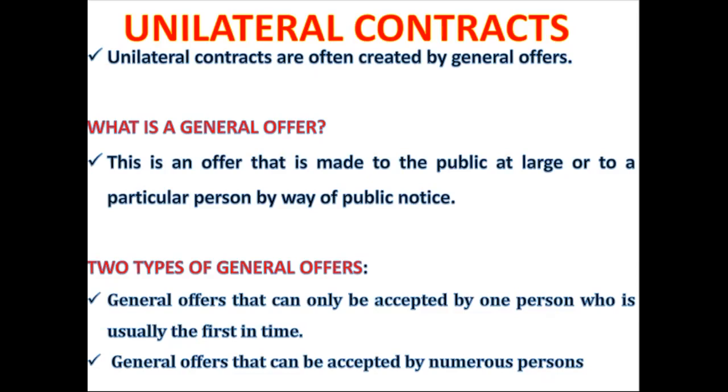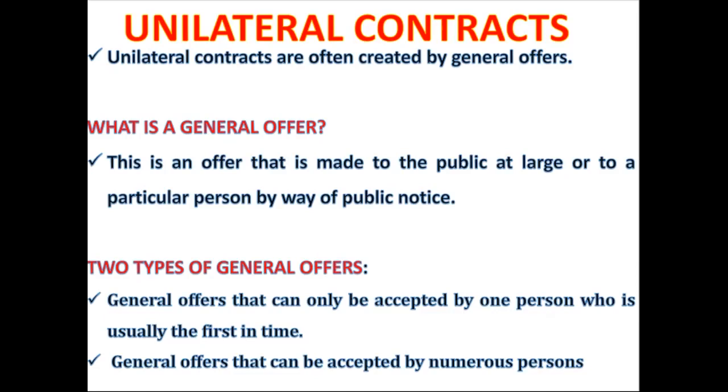And there are two types of general offers. You can have a general offer that can only be accepted by one person, who is usually the first in time. And that's usually in the case of reward contracts. Whoever shall help you arrest the murderer of Ahmed Swale, we shall pay you 10,000 Ghana cedis. So it's only one person who will go and arrest him. Because once the first person arrests him, there's no other murderer anywhere for any other person to arrest.